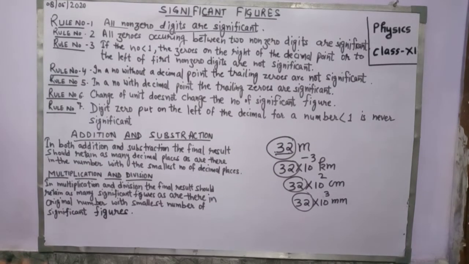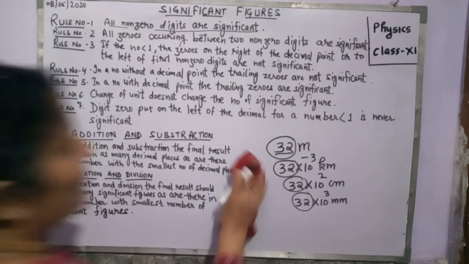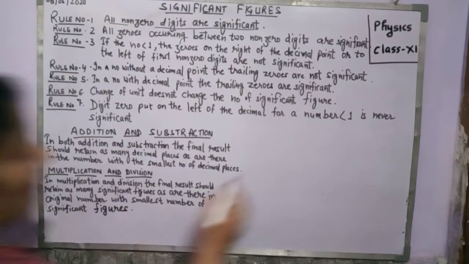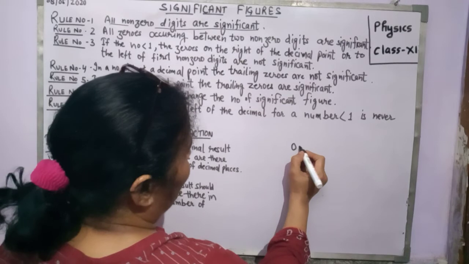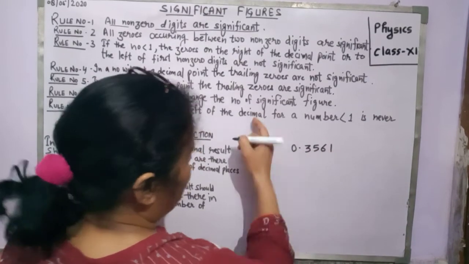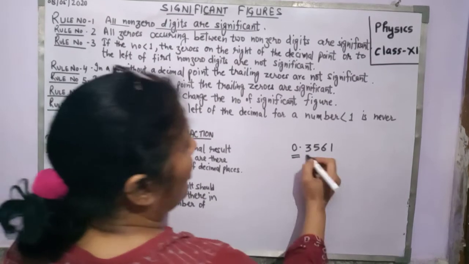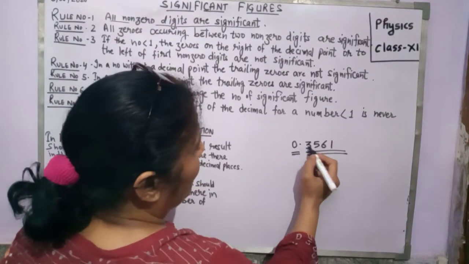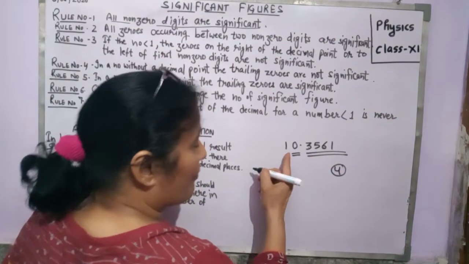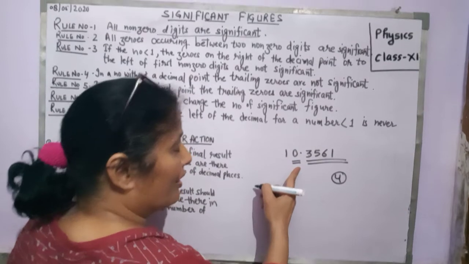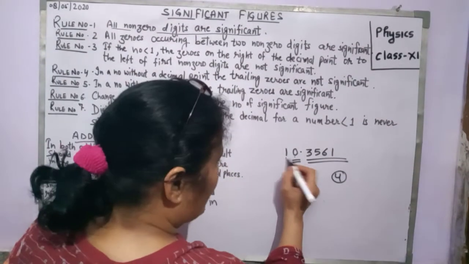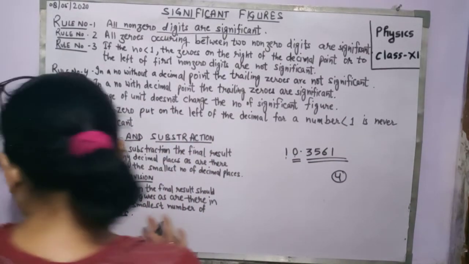The last one is again, digit 0 put on the left of the decimal for a number less than 1 is never significant. Number is less than 1, that means before the decimal point there is 0.3561. It states that this is insignificant. How many significant figures are there? 1, 2, 3, 4. 4 significant figures. If you put here 1, then this number becomes greater than 1, and all these digits become significant.